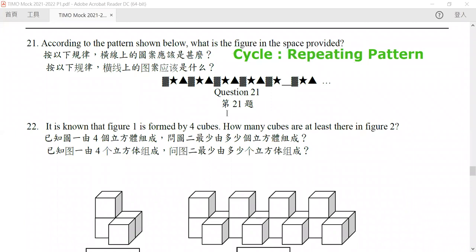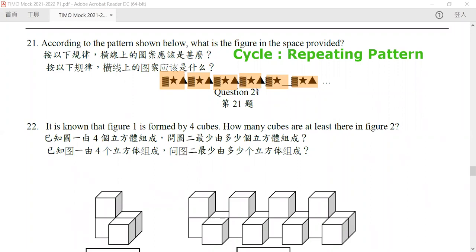Now, what does that mean? If you look into this, you can separate all these symbols into different groups. Answer is triangle. Okay, so let's see. Let's look at it together.